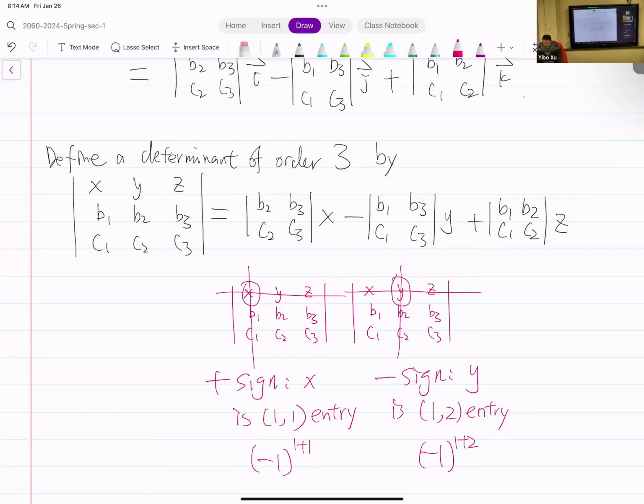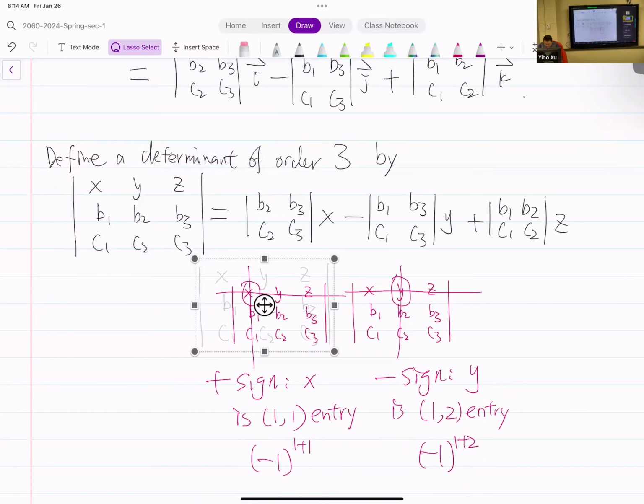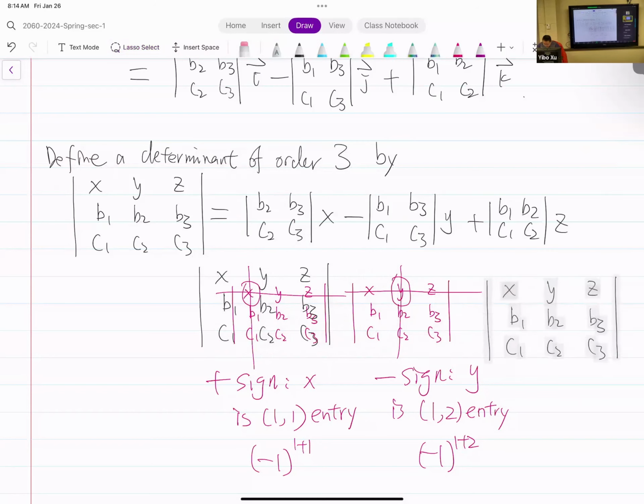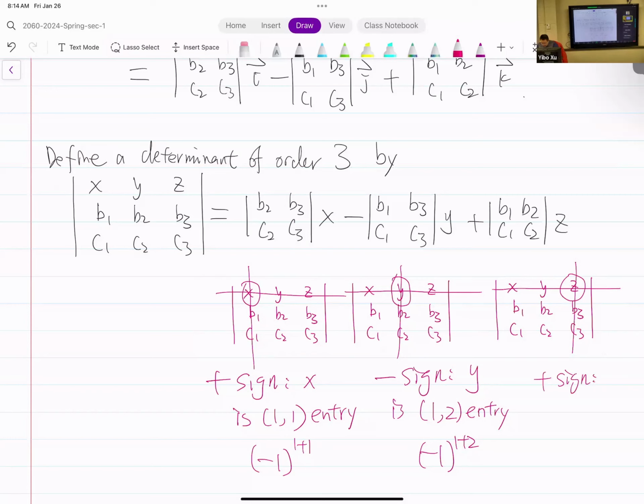And of course, for z, it's now the first row, third column, so that's -1 to the 1 plus 3. Let me also directly copy and paste. When we select z in the first row, third column, that's what remains, and the plus sign is because z is the first row, third column entry. Okay, so it's -1 to the 4, which is positive.